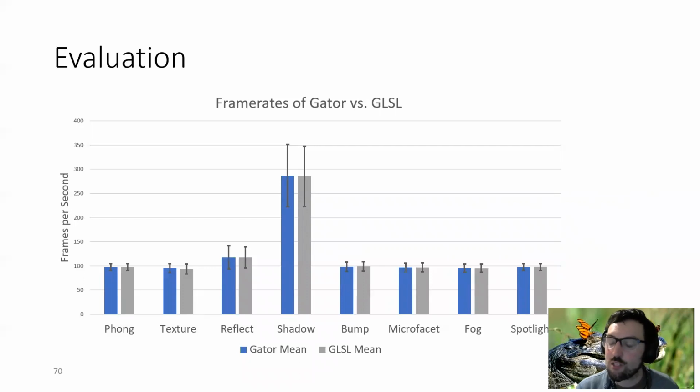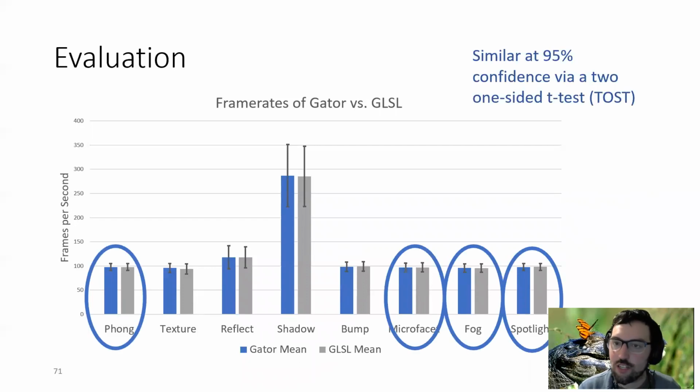However, we also performed a statistical test which found that 4 of these shaders were at a 95% confidence had epsilon difference between them. So the differences were incredibly small, even statistically. So what we found is that Gator performs, as expected, very similar to GLSL, despite these mostly compile time additions.